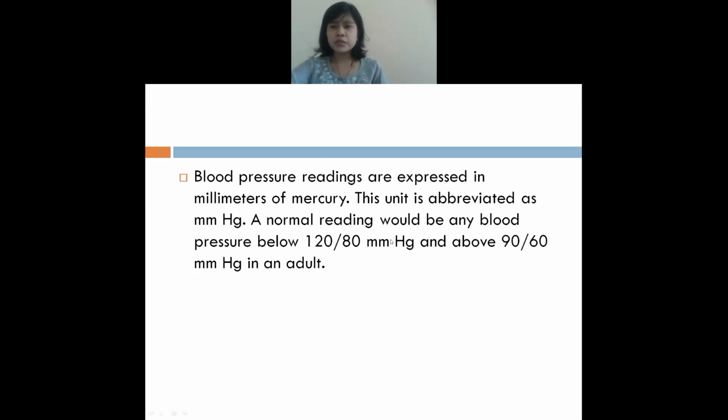So blood pressure, how will you measure? The readings are expressed, if you write any blood pressure, we usually use this unit, mm of Hg. Mm of Hg means what? Millimeter of mercury. Hg is mercury. And we find the normal blood pressure as 120 by 80, and above 90 by 60 mm of Hg in adults.